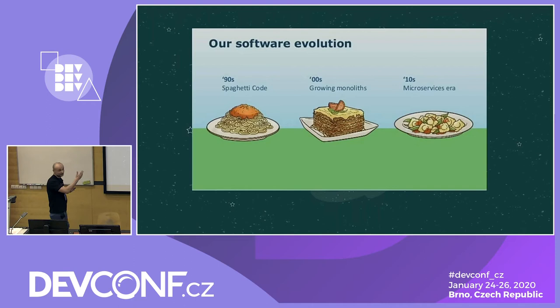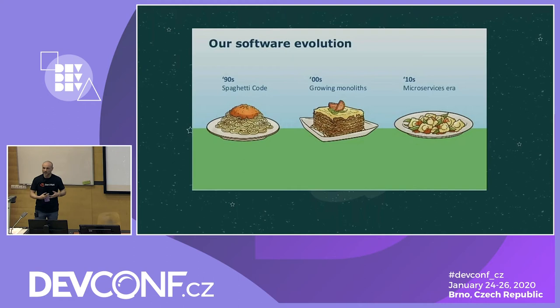Well, I'm Italian, and I love cooking too. So this slide, when I see this example, I can't resist putting it in a slide. The slide basically says that in the 90s we wrote spaghetti code. Well, you know what spaghetti code is, probably. It is something that grows up and up and up and becomes difficult to follow the code or interact with the code or even understand the code.